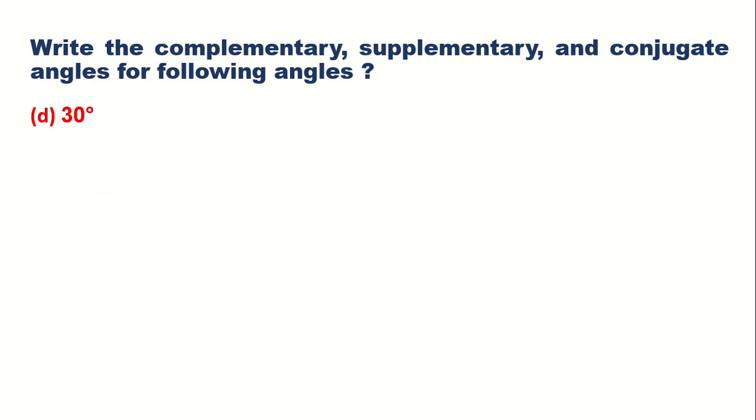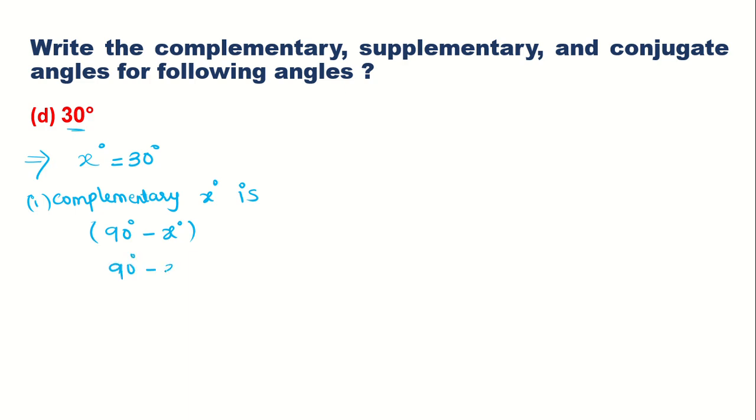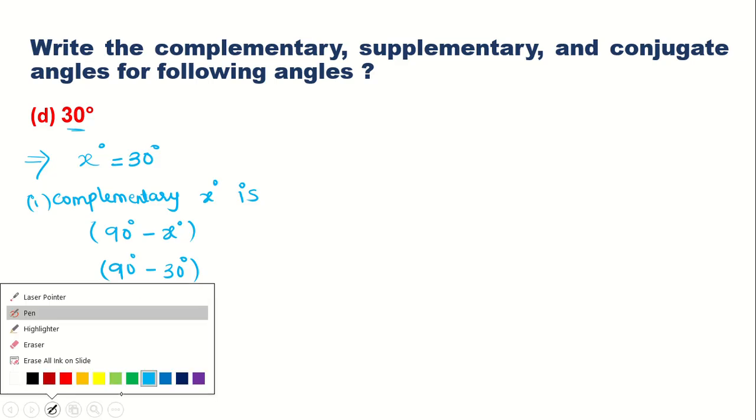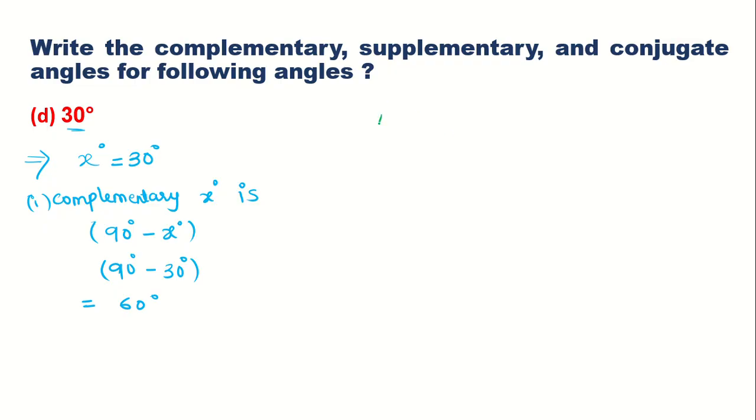Let's solve one more problem. Practice along with me. So the given x degrees is 30 degrees. The complementary angle of this x degree is how much? 90 degrees minus x degrees. 90 degrees minus 30 degrees. So what answer will you get? Right, 60 degrees.